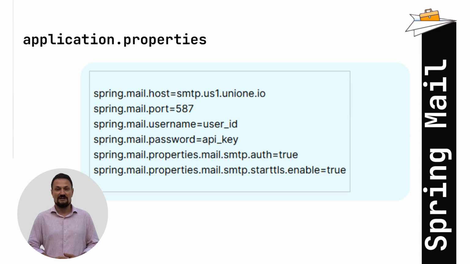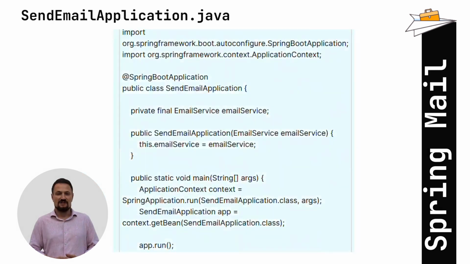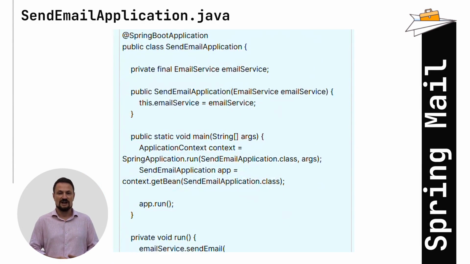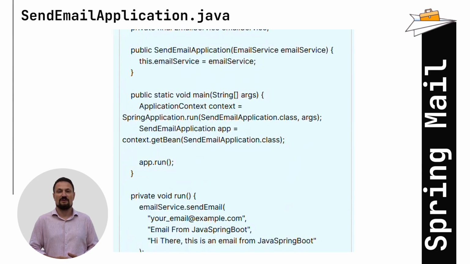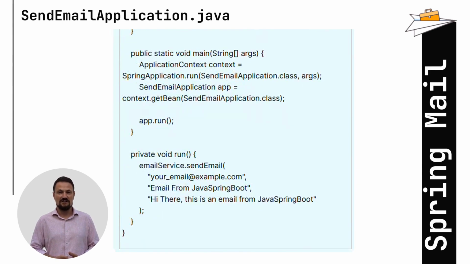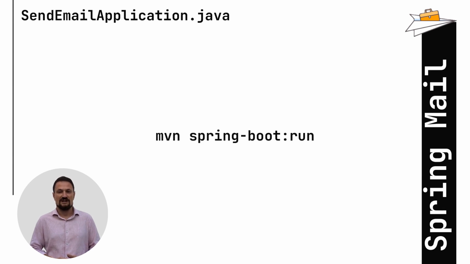Now configure your SMTP credentials in the application.properties file. Here's the setup for UniOne. Last step. Let's launch the app and send our first email. Use this code in the send email application.java file. At this step, you're all set.